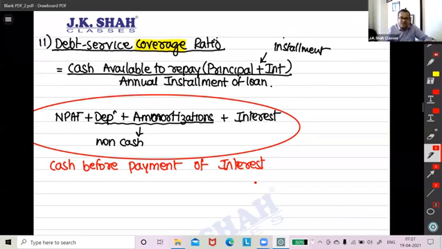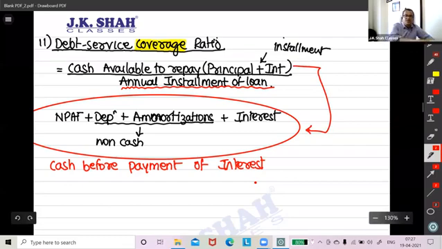In the denominator, I'm taking the annual installment of loan, which includes the interest amount also. So in the numerator, I'm taking NPAT, add back depreciation, add back amortization, even add back interest. By adding back interest, it becomes cash before payment of interest. That is the correct way to find out how much money I have to pay principal and interest, because from that cash only I will pay.